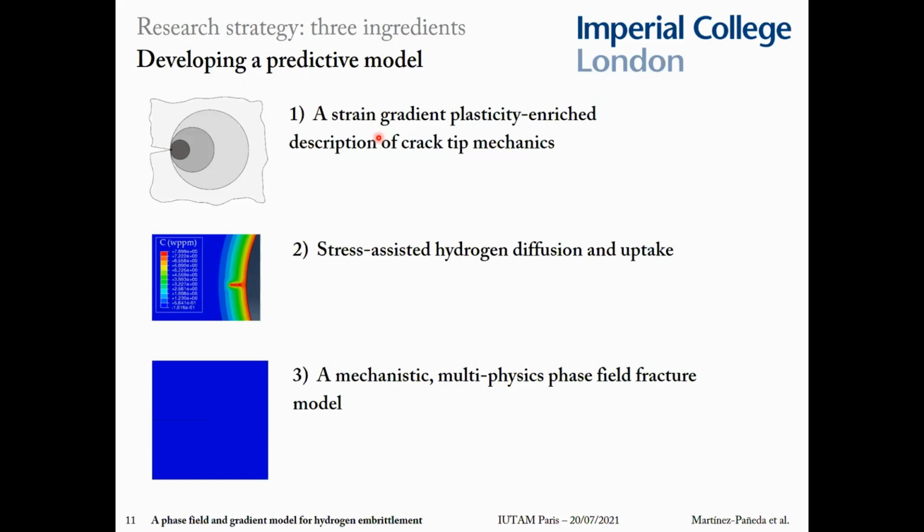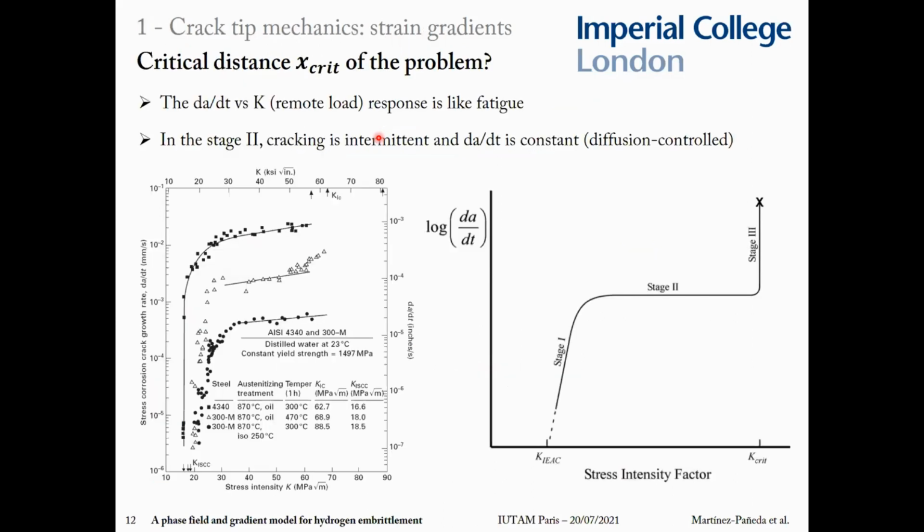And there's a lot of evidence about it, but one sort of evidence that you can understand is by looking at experiments. So if you plot, as you can see here, the crack velocity versus the applied stress intensity factor, you can see that hydrogen-assisted fracture is a little bit like fatigue. So you have a first stage where the crack speed grows very fast with applied load. And then you have a second stage where the crack speed is independent of applied load. And the reason is because it's diffusion limited.